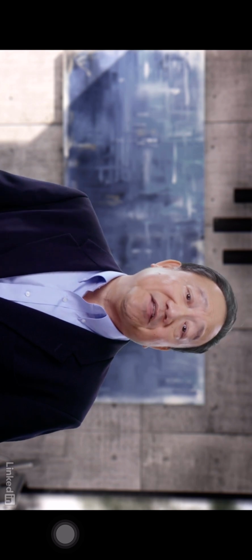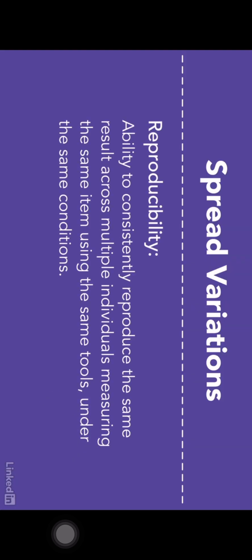Now, to be reproducible, my weight at home should be the same as when the nurse weighs me at the doctor's office. Reproducibility measures the ability of the measurement system to be consistent across individuals. Now you're aware of the key terms used in measurement system analysis for continuous data. In the next video, we'll discuss how to carry out a MSA study.